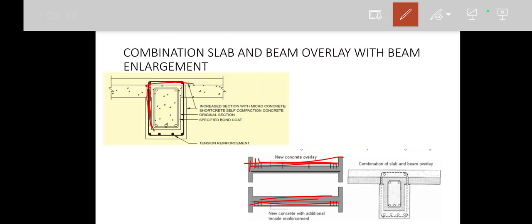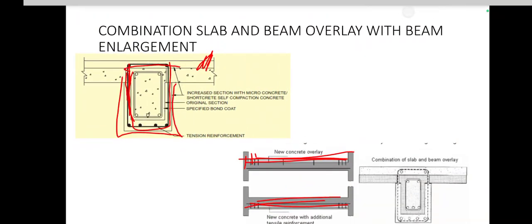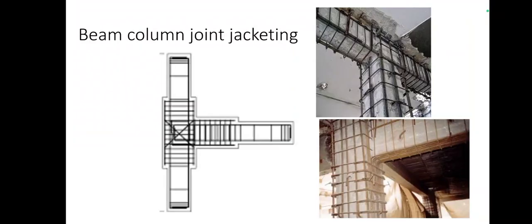This reinforcement is provided, so it should close that loop. Okay, so like this we can also provide extra width for the slab as well as for the beam, where the dimensions are also increased. Okay, next one is for the beam column joint.